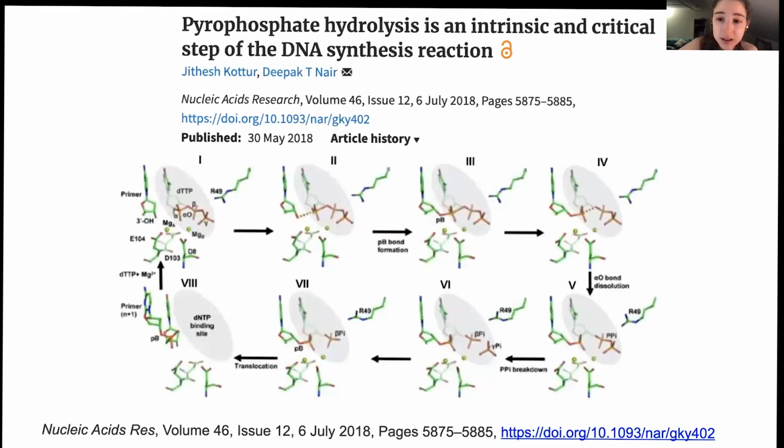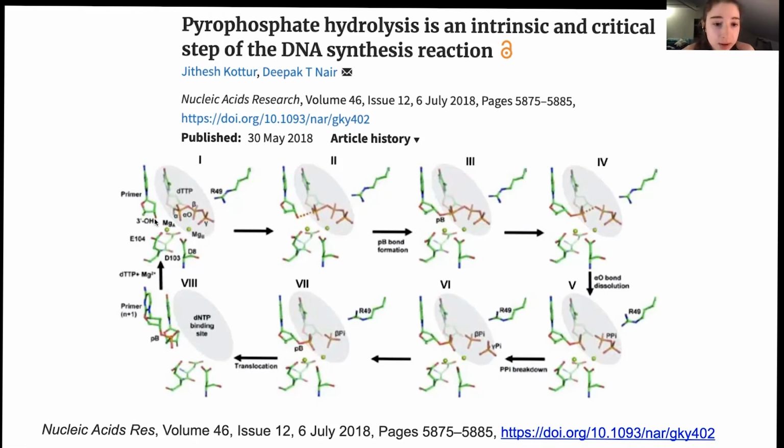If you want to see the molecular details, I found this cool article that shows you this. They solved the crystal structure of a bunch of these intermediate steps, and so you can see that you have these two magnesium ions that are being held together by these glutamate and aspartate. So there's acidic residues we talked about, so they're helping hold the magnesium. And then you can see that this is the dTTP in this case. So this is the incoming nucleotide. And this is the chain that it's getting added to. So this is your 3' OH.